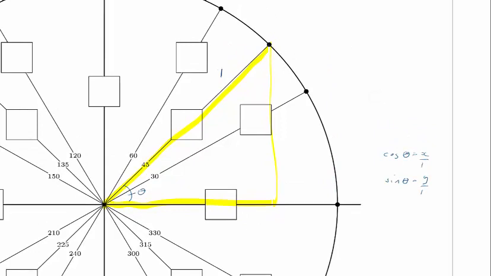So let's look at this point, right? We're looking for x and y. And what are x and y? X and y are cosine of 45 degrees and sine of 45 degrees, right? 45 degrees is pi over 4. We just worked that through, and that's root 2 over 2 and root 2 over 2. And so that's the coordinates for that spot.